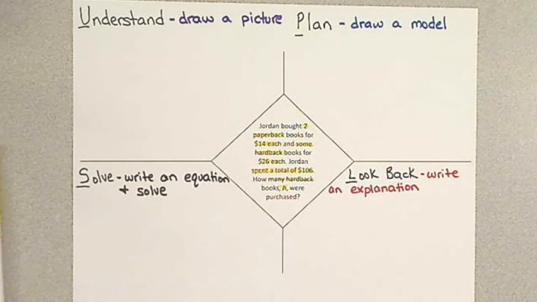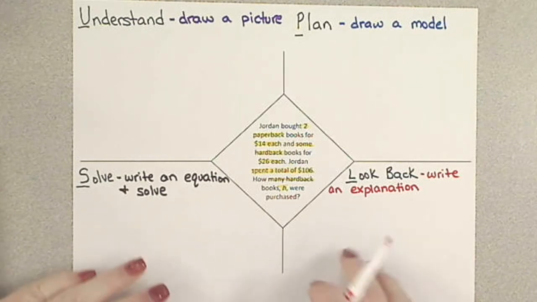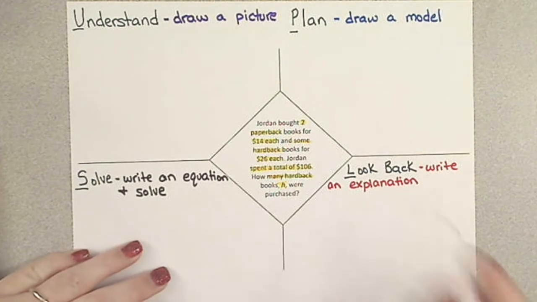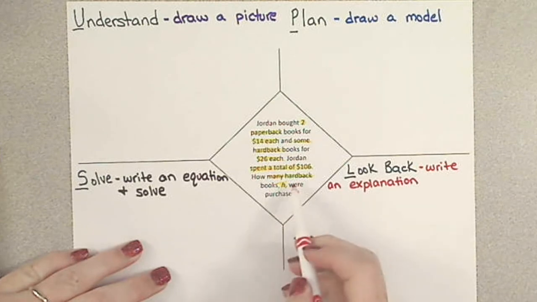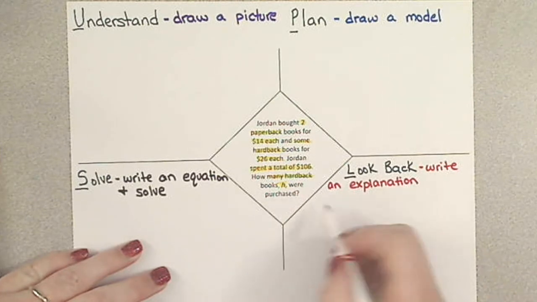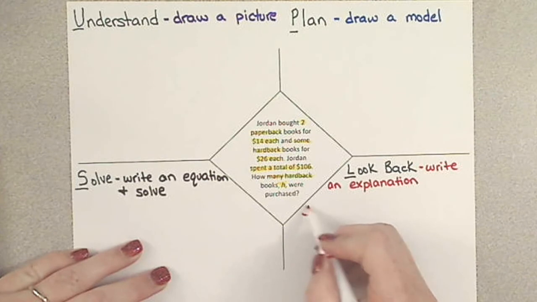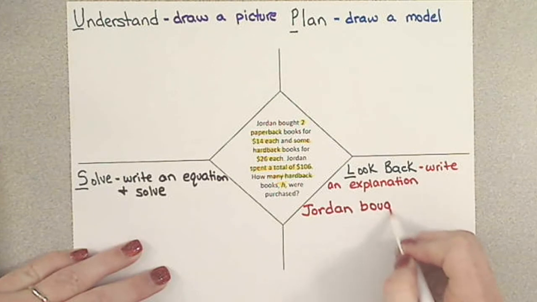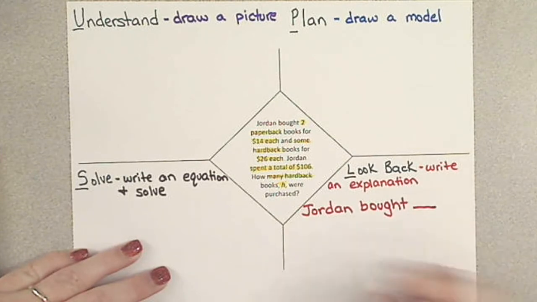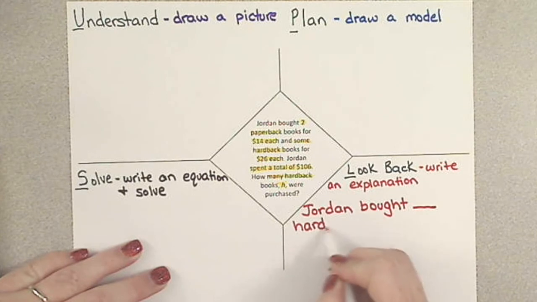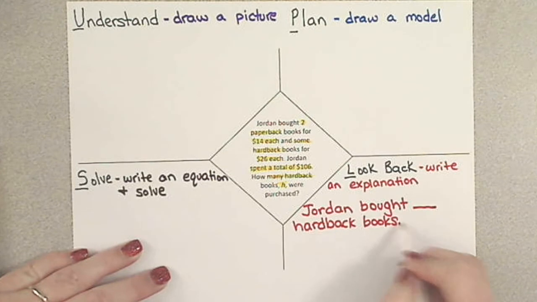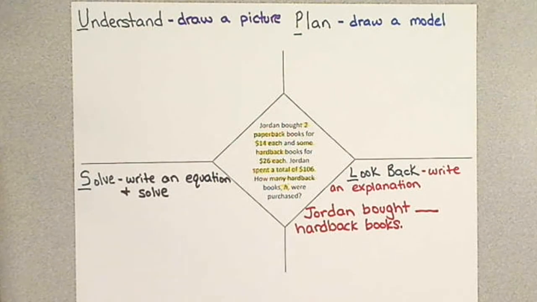So to help myself, I'm first going to write a sentence with a blank that is going to answer the question. So it says, how many hardback books, H, were purchased? So my first sentence is going to say, Jordan bought blank hardback books. I'm also going to write another sentence after that, but we'll get to that point here in just a minute.